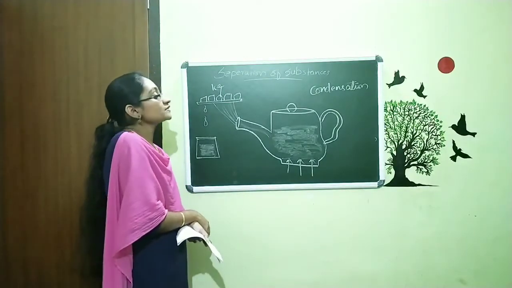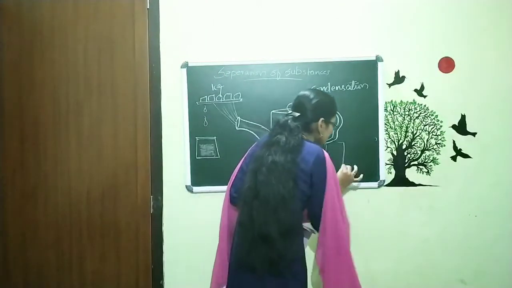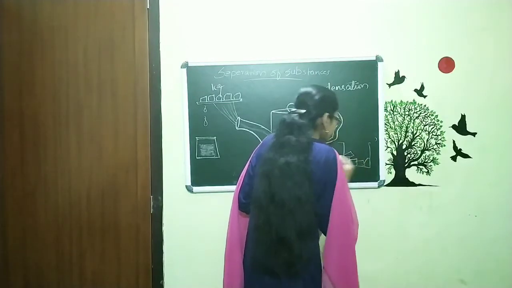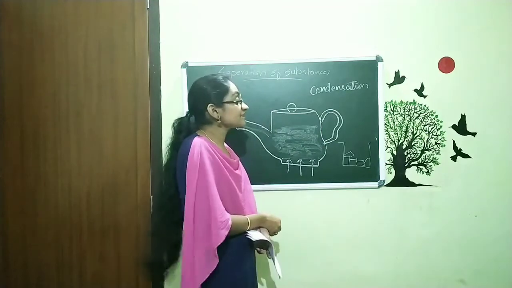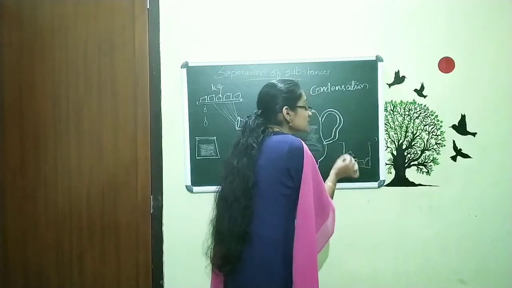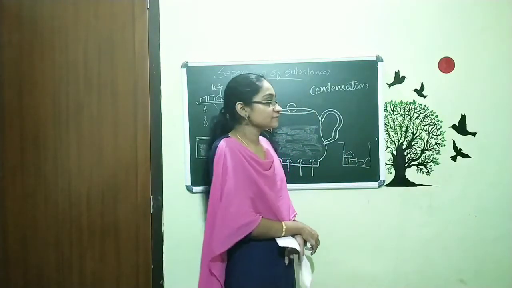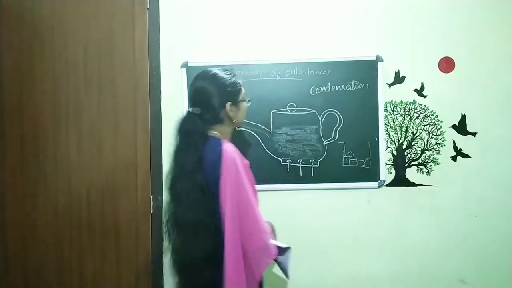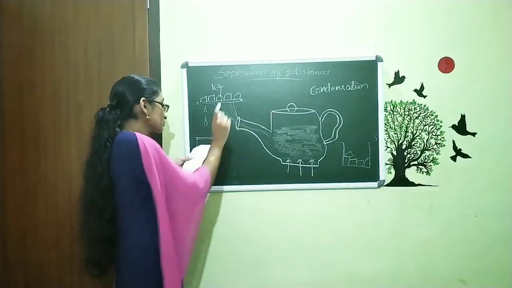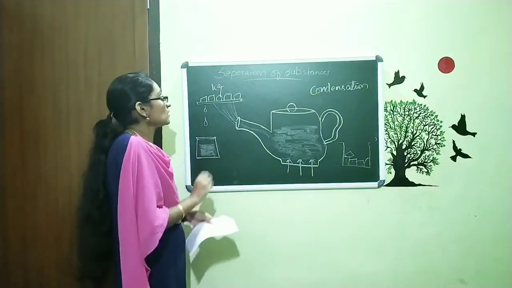Condensation. You can also see the same condensation if you just take one beaker and collect some ice cubes in this. After some time, you can see water drops on the surface of this beaker. And where these water drops occur, it is actually because of condensation. So condensation is the process of conversion of water vapor into the liquid form. So, this is all about this.